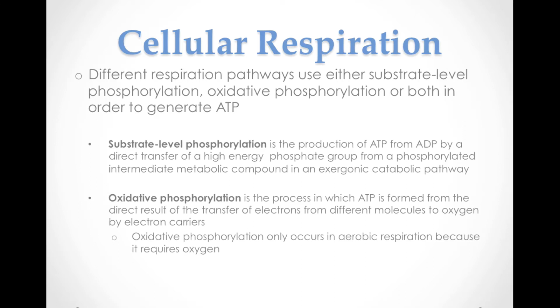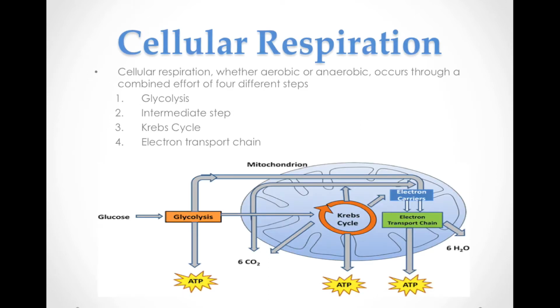In order to generate ATP, this process uses either substrate-level phosphorylation or oxidative phosphorylation. There are 4 steps of cellular respiration: glycolysis, an intermediate step, the Krebs cycle, and an electron transport chain.